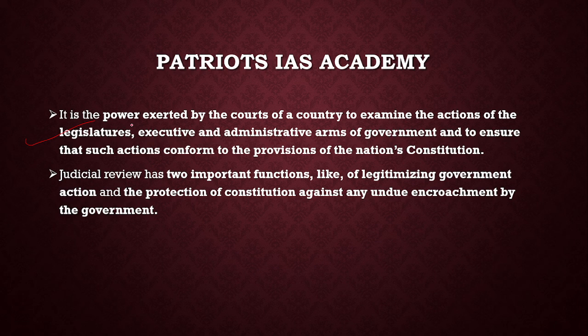Judicial review is the power exerted by the courts of a country to examine the actions of the legislature, executive and administrative arms of the government and to ensure that such actions conform to the provisions of the nation's constitution. The judicial review has two important functions: legitimizing government action and the protection of the constitution against any undue encroachment by the government.